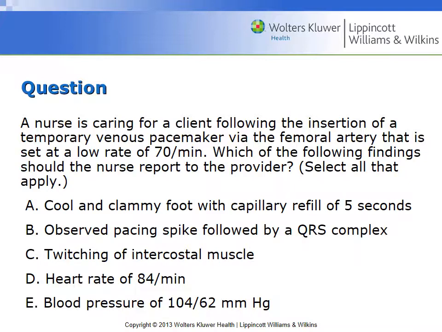A nurse is caring for a client following the insertion of a temporary venous pacemaker via the femoral artery that is set at a rate of 70. Which of the following findings should the nurse report to the care provider?